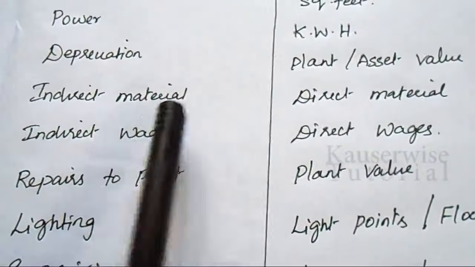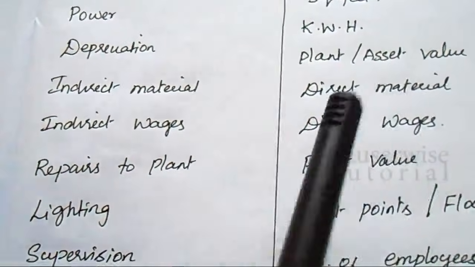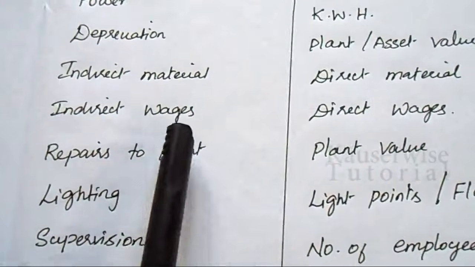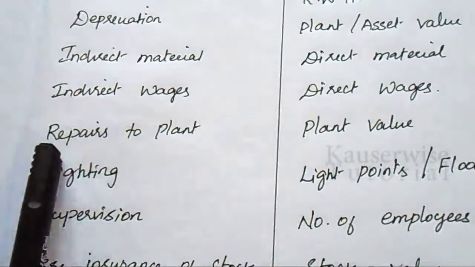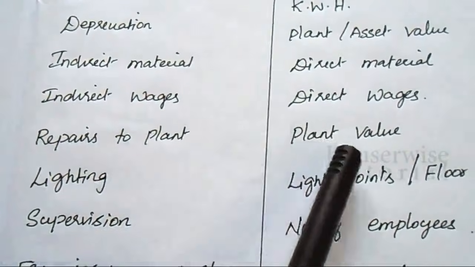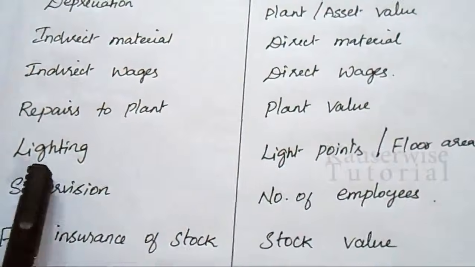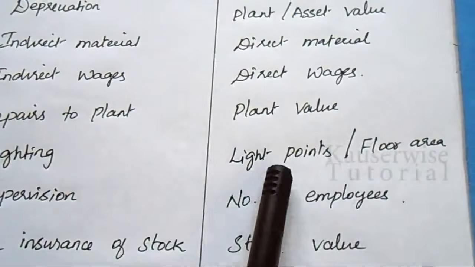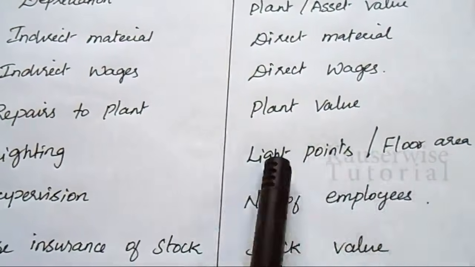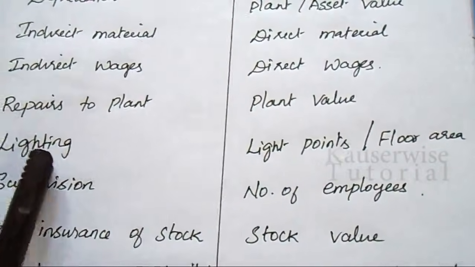Indirect material is apportioned based on the direct material used by the different departments. In the same way, indirect wages can be apportioned based on the direct wages. Repairs to plant are apportioned based on the plant value in different departments. Lighting can be divided based on either light points or floor area. Whichever is available in your problem, based on that you can apportion this expense.